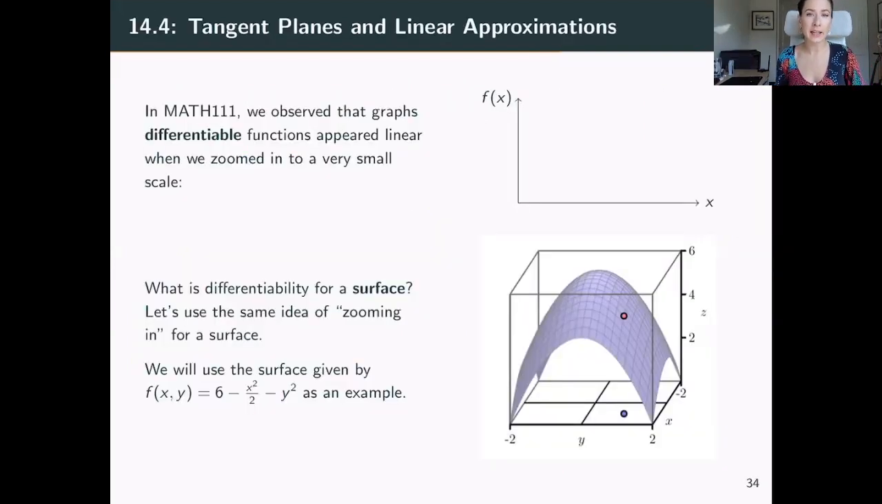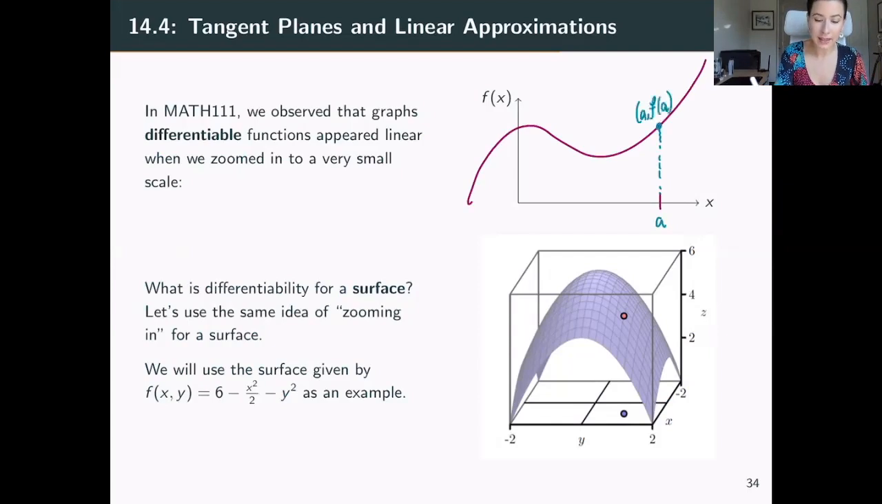The key idea in Math 111 when dealing with linear approximations was that if we look at a graph really, really close to a certain point, so let's say that we zoom in at this point A, so we have our point A comma f of A. At this point, our function is basically linear. We can zoom in really, really close and know that there's not that much of a difference between the tangent line and the given function.